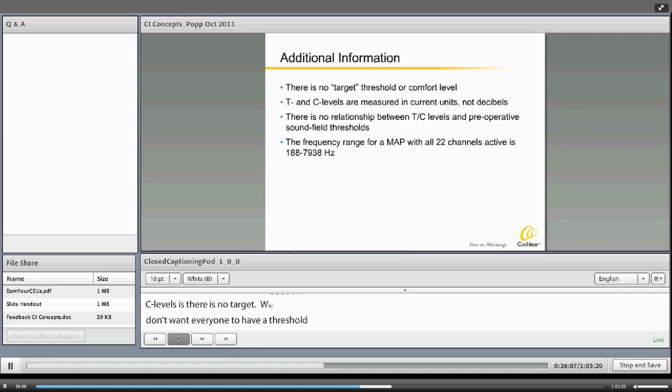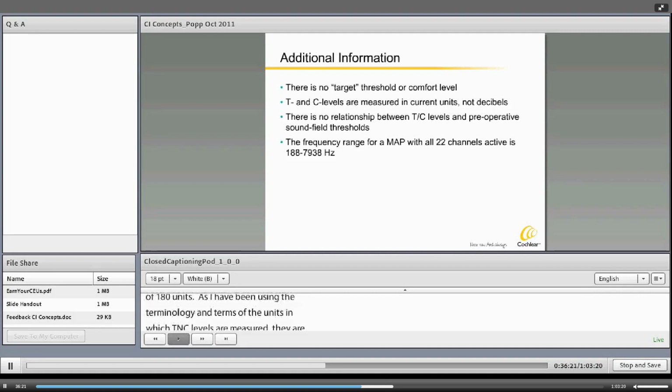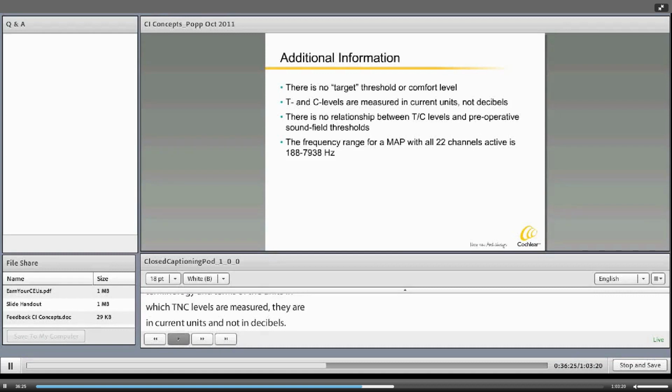A couple of things to remember about TNC levels is there's no target. We don't want everyone to have a threshold level of 140 units and a comfort level of 180 units. As I've been using the terminology in terms of the units in which TNC levels are measured, they are in current units and not in decibels.